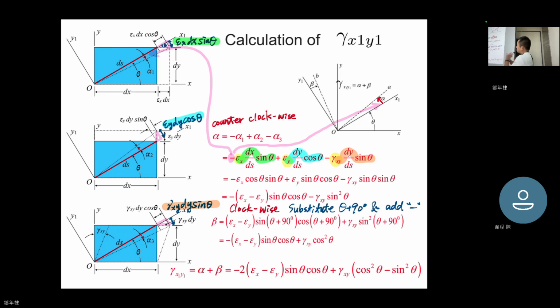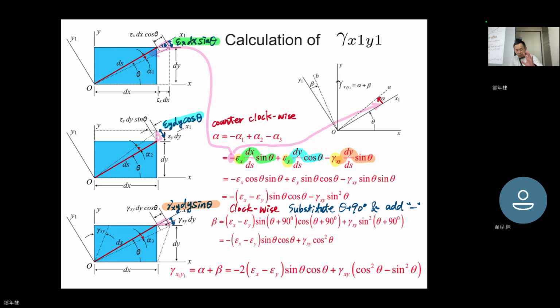So that's it. I guess the concept is easy, but you need to understand the three contributions. Three contributions is very important. And also the alpha and beta relationship. That's the key here. Then we will do the plane strain transformation equation. It will look very similar to the previous plane stress. Very similar. We also need to use the sine, cosine, and double angle, half angle things.